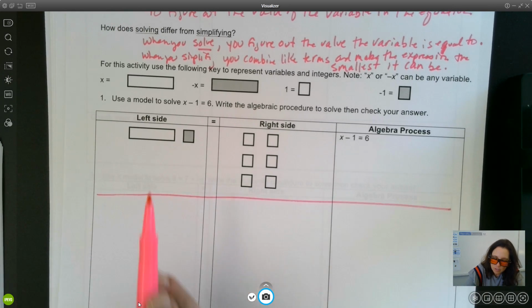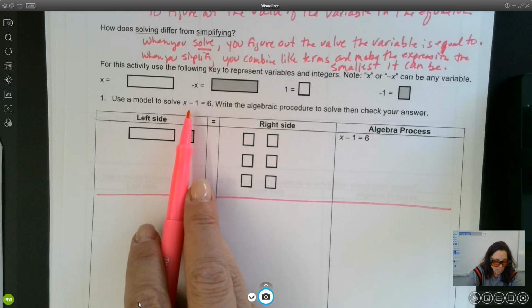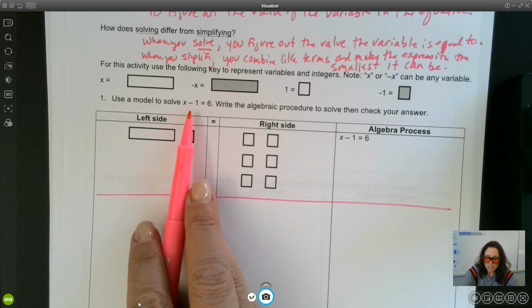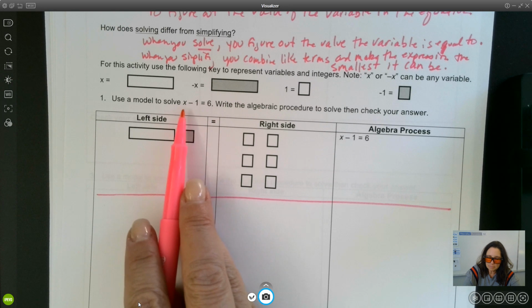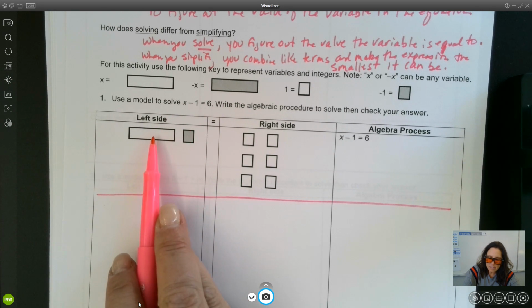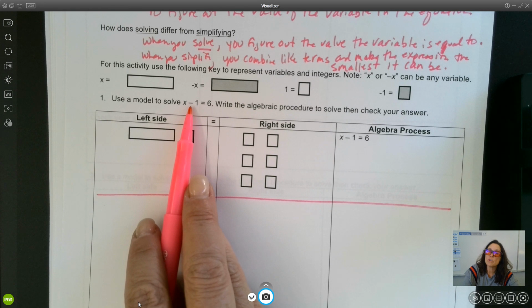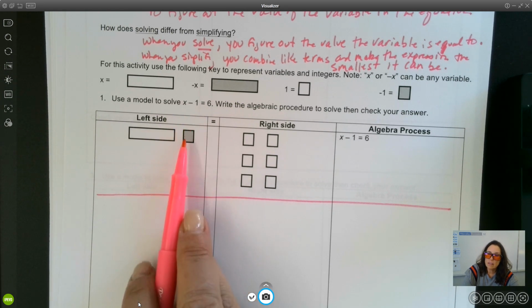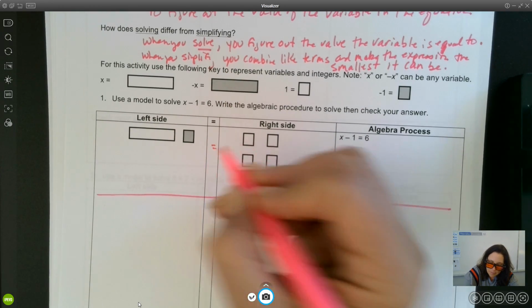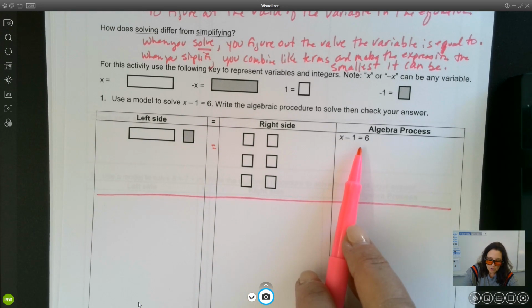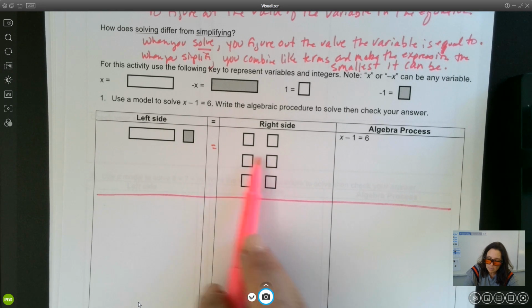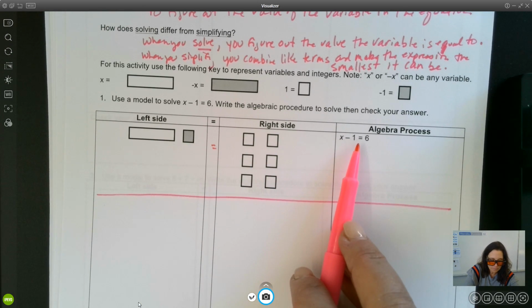Here's how you start. Now that we've been through module 3, we can take a shortcut and model this as an x plus a negative 1. We all know for 2 modules now, this minus 1 means plus a negative 1. That's what that says, x plus negative 1. We've got our equals, and then we've got our 6 positive tiles. So here's our equation right here. This model matches this equation.